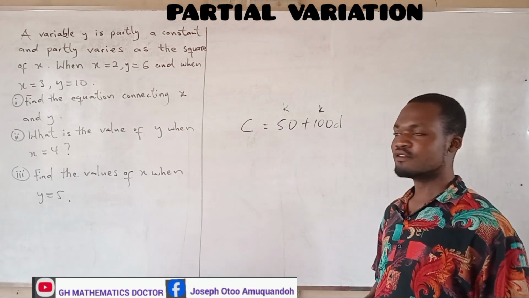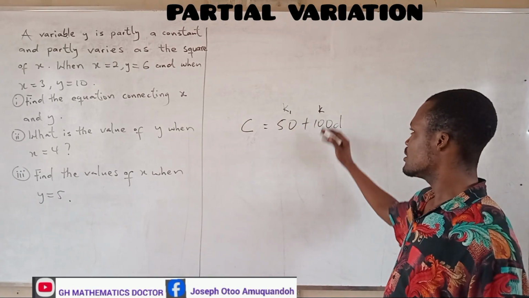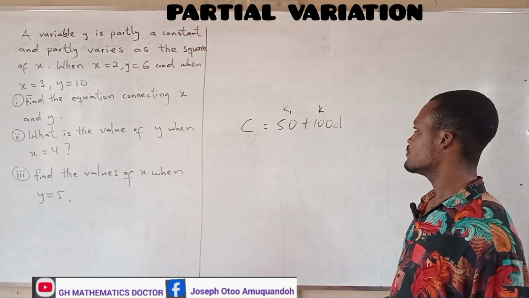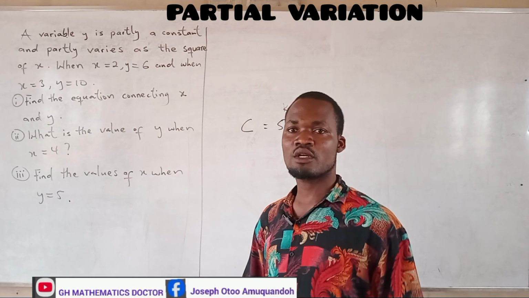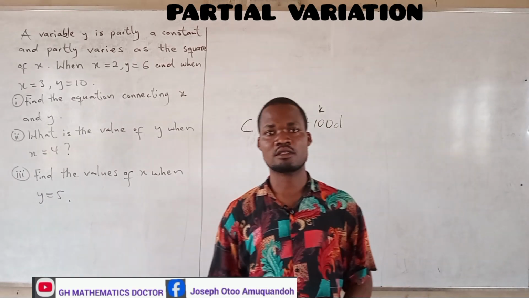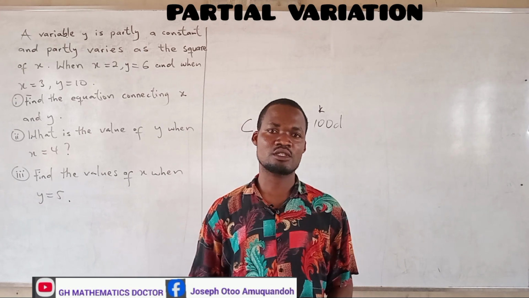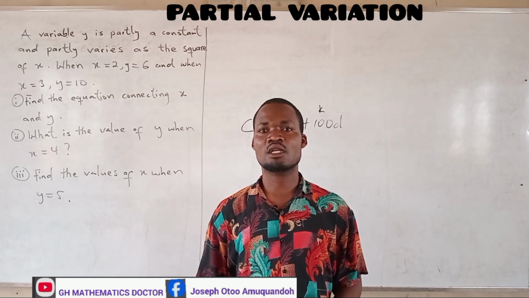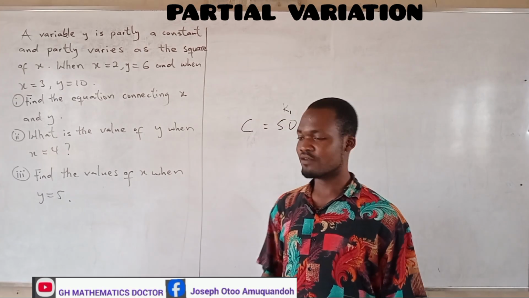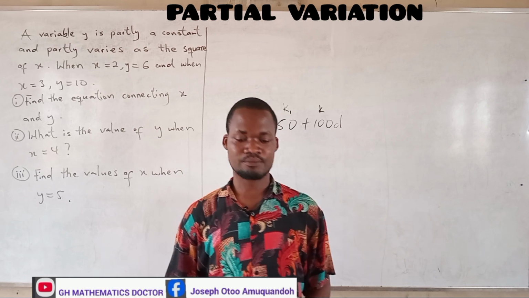So for us to know the difference, let me number this one as 1 and this one being the same as the k. So in the partial variation, we are going to have two constants in our question, which we will derive by using simultaneous equations to get the results. So let's go through the question we have on the board. Then you see the way forward.